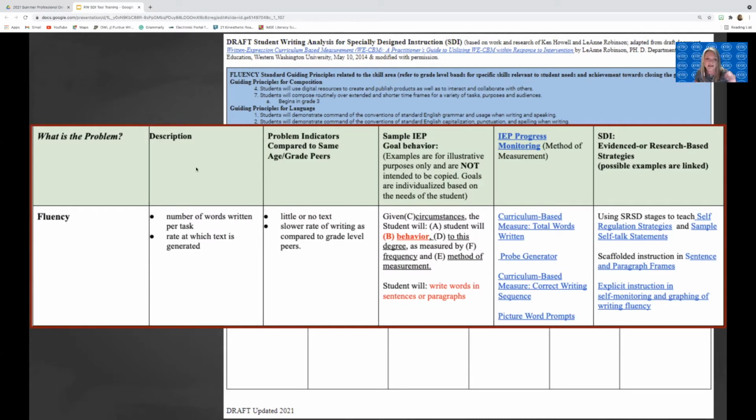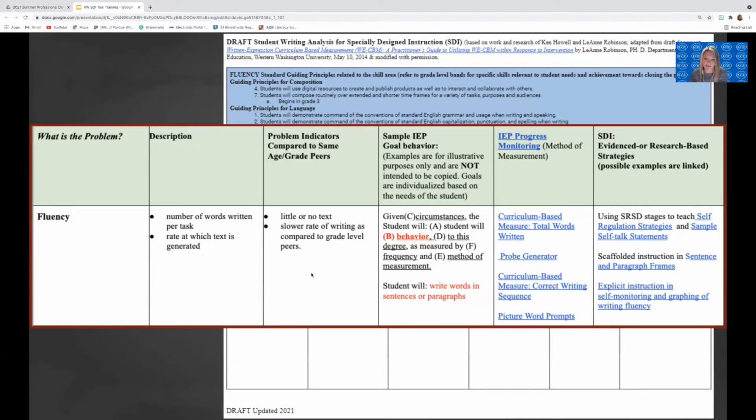The description, the next category, will give you some examples of what the problem of fluency would look like, because you may just have a formative assessment on a child, and you're looking at it and you see the problems, or you might see number of words written, and you don't really know what category that would fall under. So sometimes you can look at your description or your problem indicators first, and then go back to the first column to see what category it would fall under. That would be the easiest for me.